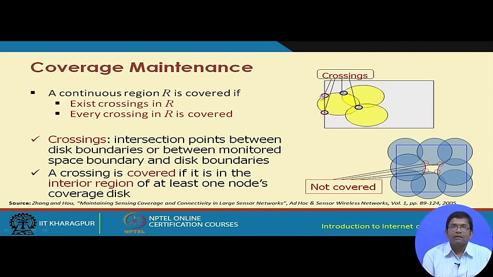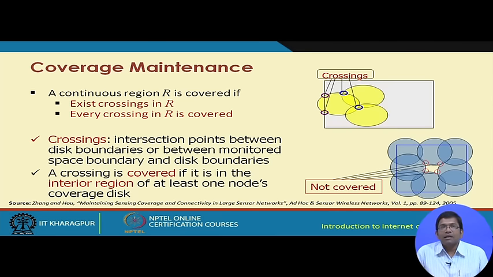We keep on placing these sensor nodes, and let us say that this is the sensing range of this node, this is the sensing range of the second node, and this is the sensing range of the third node. So these points that are shown over here are termed as the crossings. What is the difference over here? These points are crossings between two or more circles, whereas these points are crossings between a circle and the boundary. So we have 1, 2, 3 and 4, 4 crossings.